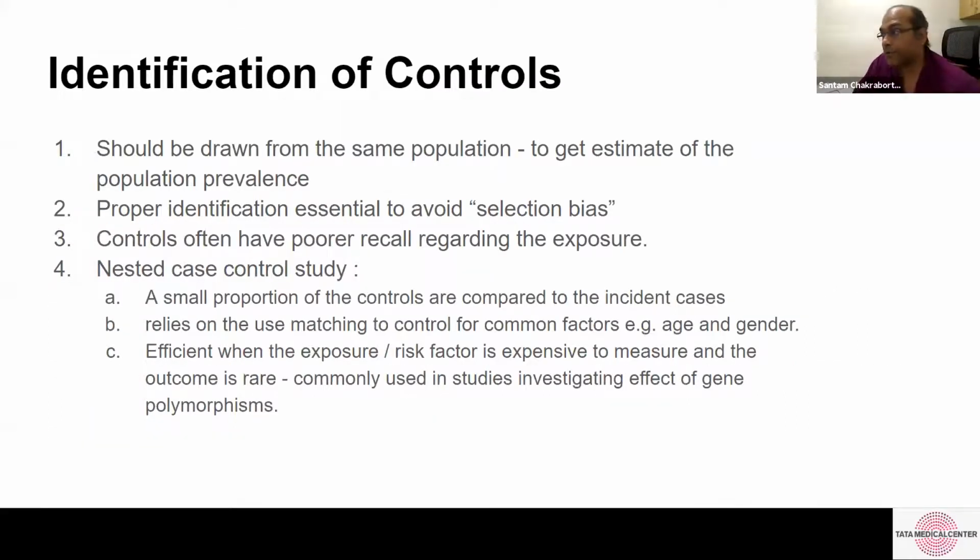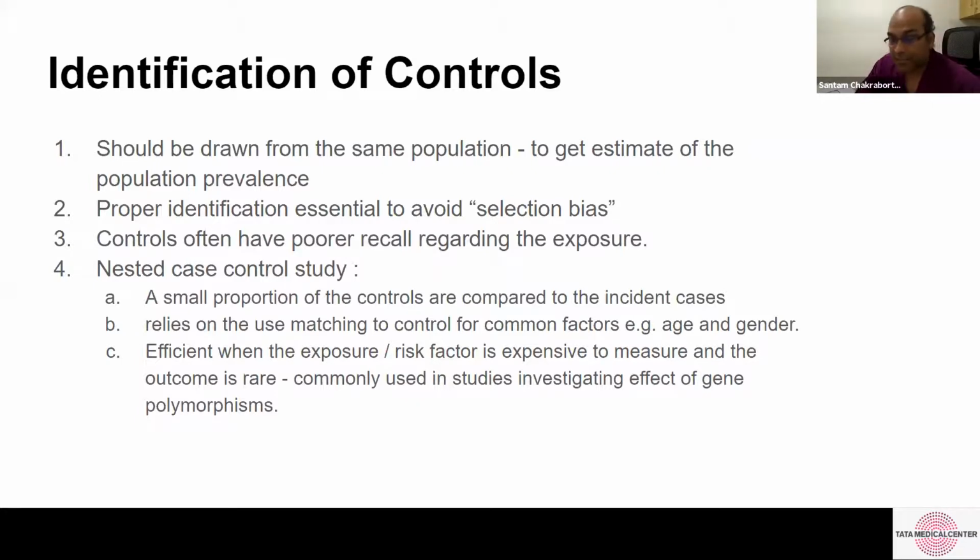The next important problem that you come across is identification of controls. Now, controls should ideally be drawn from the same population, but unless and until you define the population properly, this is a very difficult task. Proper identification of controls is essential to avoid selection bias, as we just dealt with earlier. Controls will often have poorer recall regarding the exposure, and therefore sometimes a nested case control study is usually done.